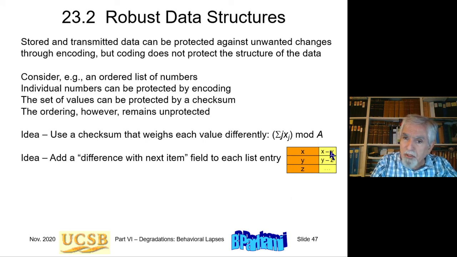Another idea is to store in a different field the difference between successive entries. So this is a form of duplication, except that because this is a different number than X, it's more resilient to certain types of errors. So the difference between X and Y is stored here so that if X or Y changes, or if X and Y switch places, then you can detect it with this. So this is for lists.